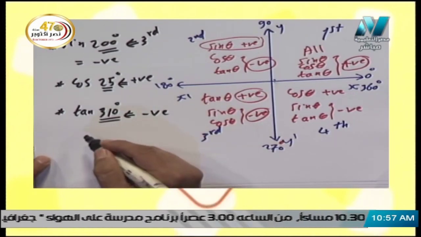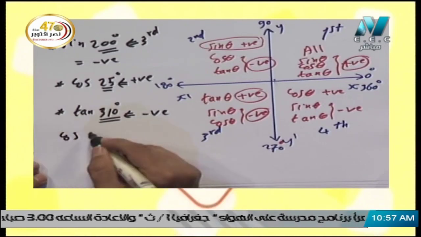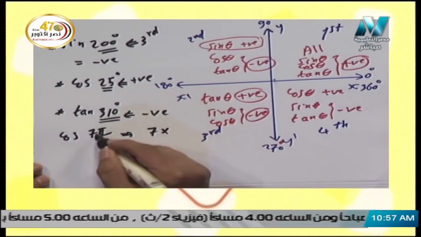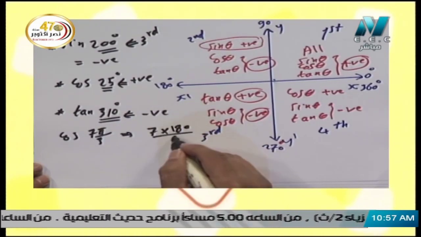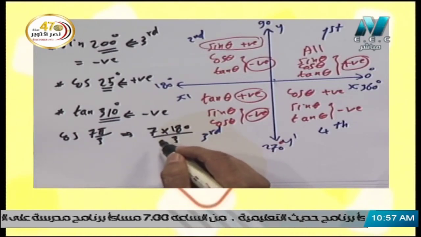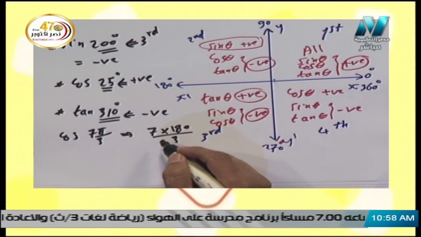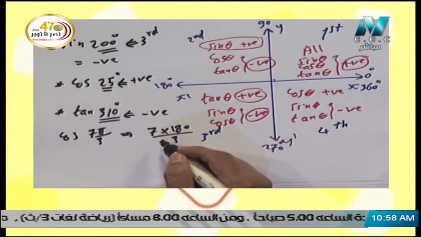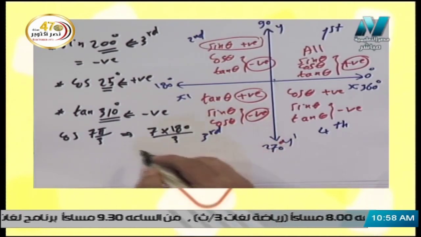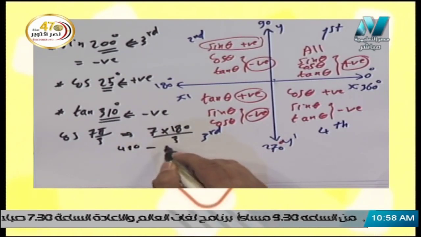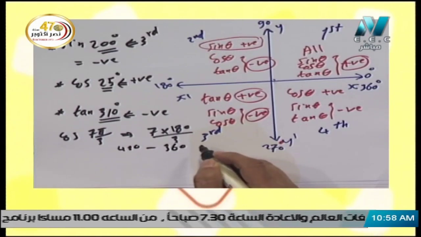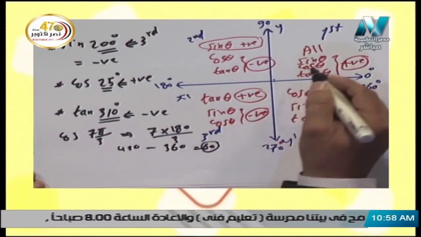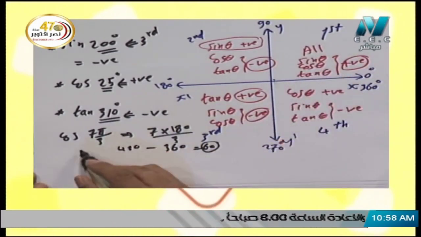Someone asked about cosine 7 pi over 3. We know that 7 multiplied by pi, which is 180, over 3, in the simplest form, this is 7 pi over 3, which is 420. If we subtract 360 from it, one turn, it will be 60. So 60 lies in the first quadrant, and of course its cosine will be positive.